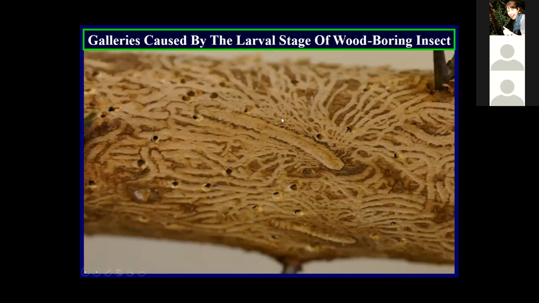These are the galleries caused by the larva right underneath the bark. These holes are where the adults either entered or left the tree. Either the females would come and lay their eggs, or the adults are coming out after pupation.